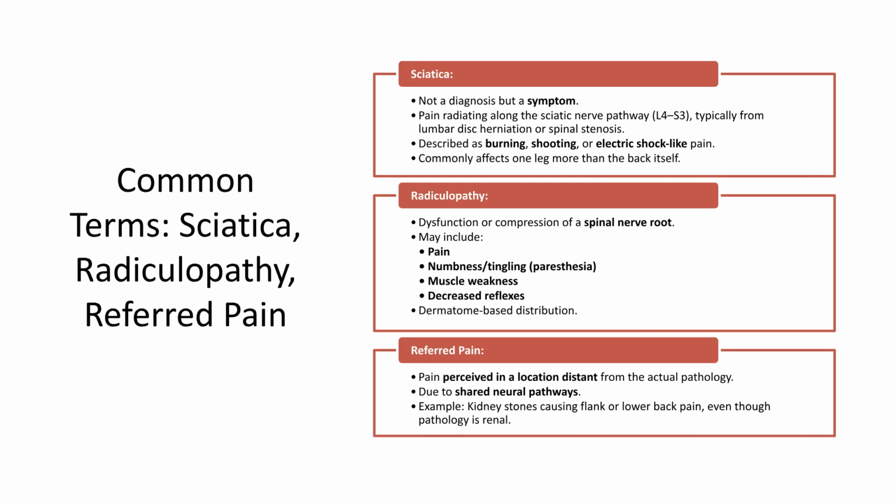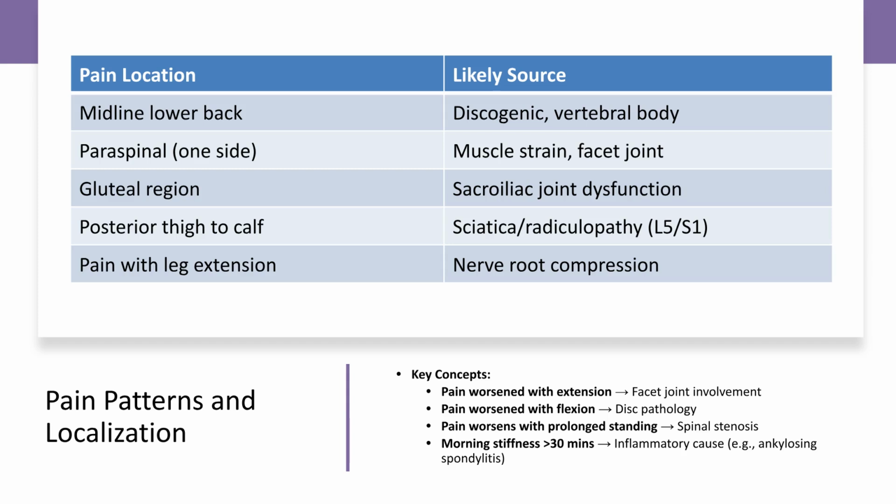Radiculopathy involves nerve root dysfunction, causing pain, numbness, weakness, and decreased reflexes. Referred pain is perceived in a distant location due to shared neural pathways. Pain patterns can help localize the source.